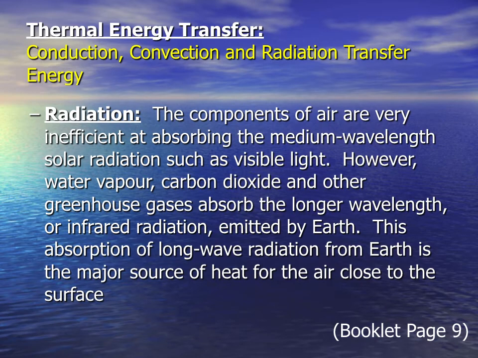Okay, so still on page 9 here, let's review radiation. So the components of air are very inefficient at absorbing the medium wavelength solar radiation like visible light. So don't get too deep into that yet, but essentially what we're saying is air isn't very good at absorbing that visible light that we see. However, water vapor, carbon dioxide, and other greenhouse gases absorb the longer wavelength or infrared radiation emitted by the Earth. So this absorption of long wave radiation from the Earth is a major source of heat for the air close to the surface.